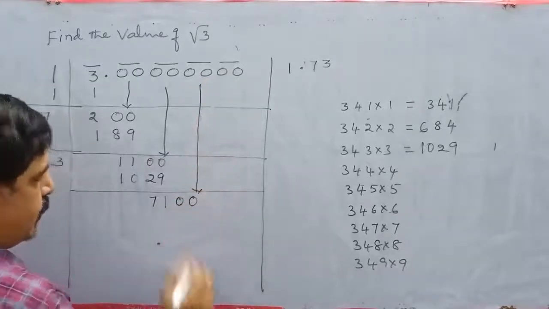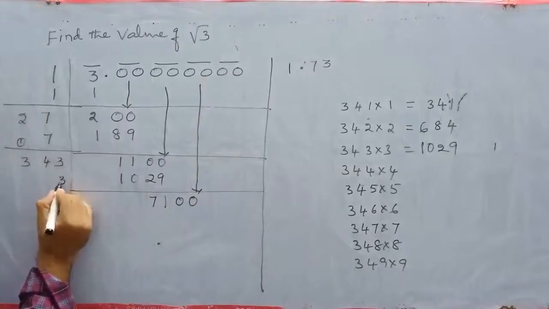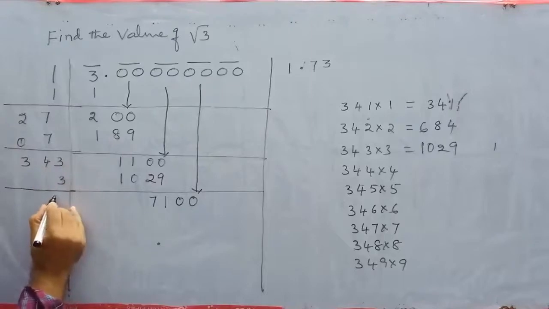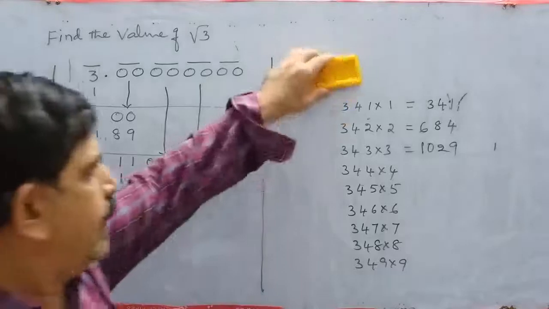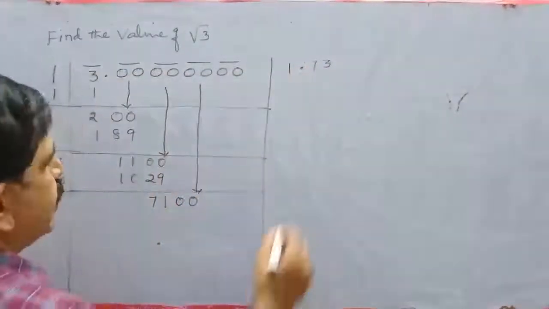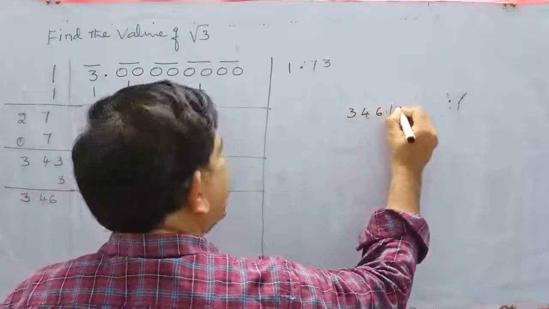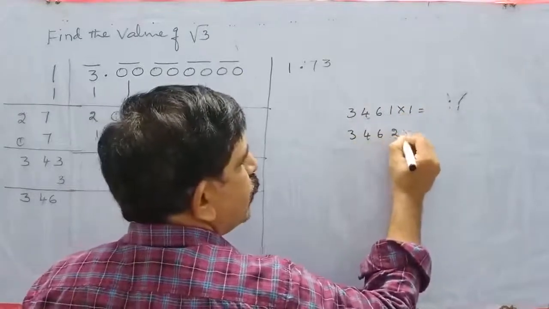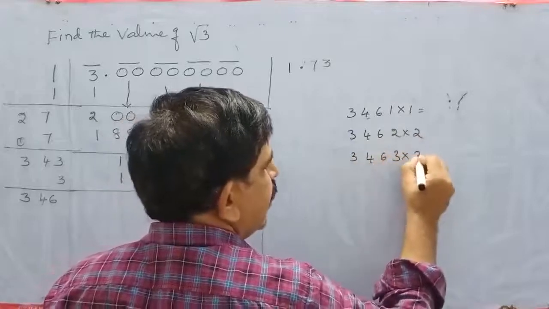Take 2 zeros. Okay. Next again double this one. 3 here. 3 plus 3 6 4 3. Okay. Now 3 4 6 1 into 1. 3 4 6 2 into 2. 3 4 6 3 into 3. Okay.